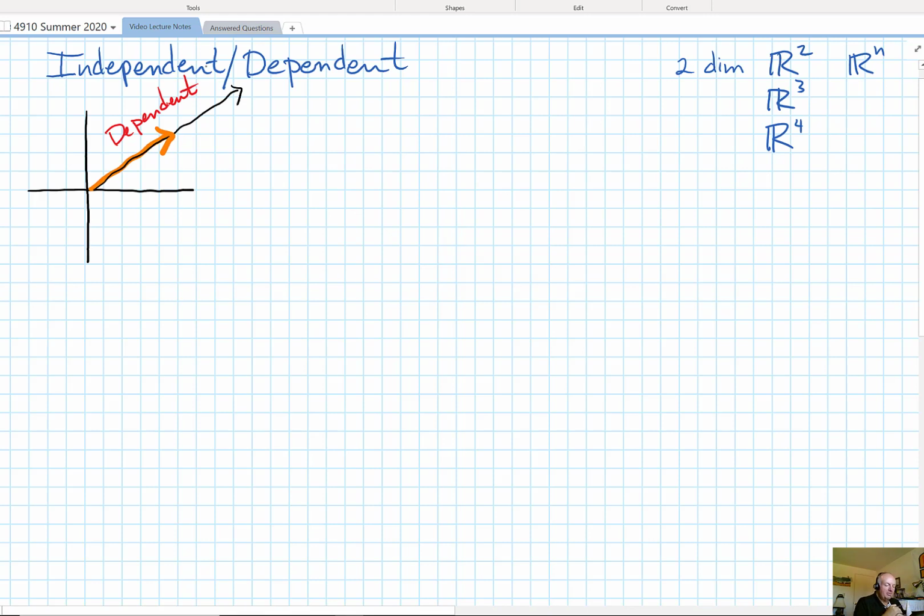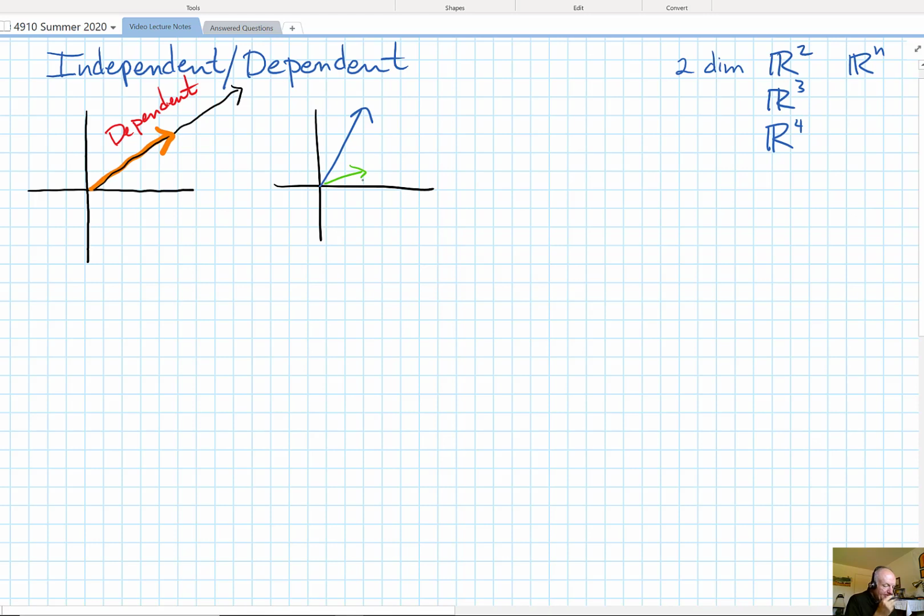They go in the same direction, basically, or they could go in exactly opposite directions, so that would also be dependent. It doesn't matter their relative lengths to each other. What matters is they're going in either the same direction or the opposite direction, and we say they're dependent. So it's a very simple graphical idea. On the other hand, if they're not going in the same direction, so if you have one vector going like that and another vector going like that, those two vectors are independent.